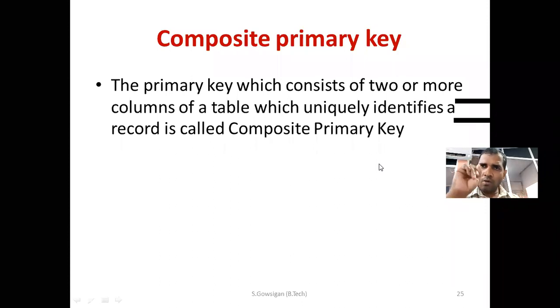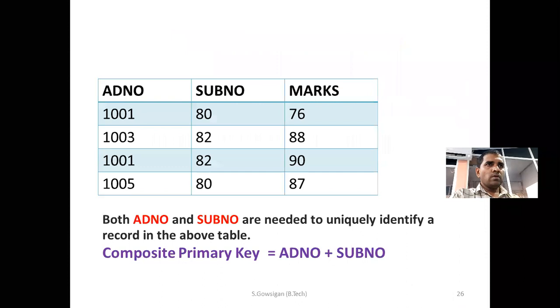If it is primary key, only a single key. If it is composite primary key, minimum two, right? Sometimes three is possible. I will take some example later, but minimum two. Okay, look at the description given here. Both ADNO and SUBNO are needed to identify a record in the above table, right? This is the one which I talked about earlier. To identify the first record, you have to use these two data.